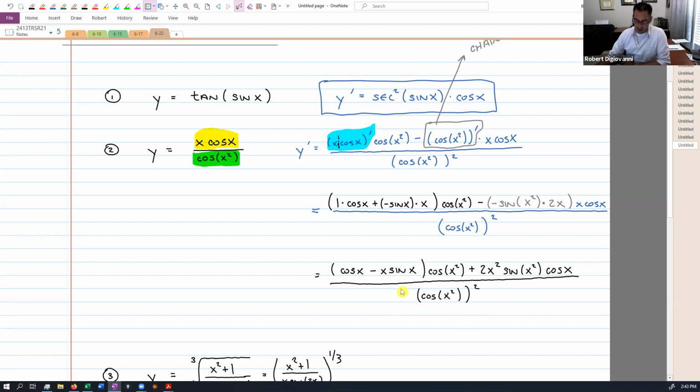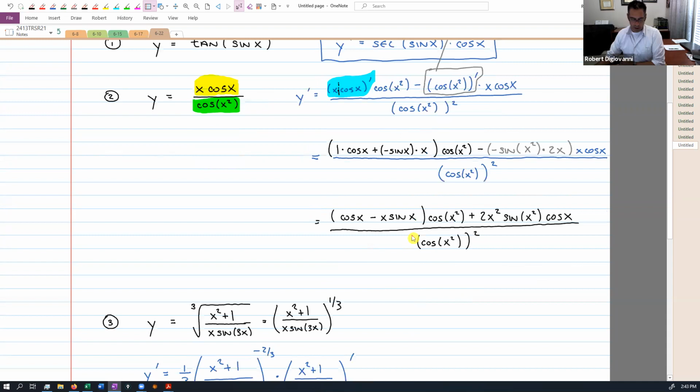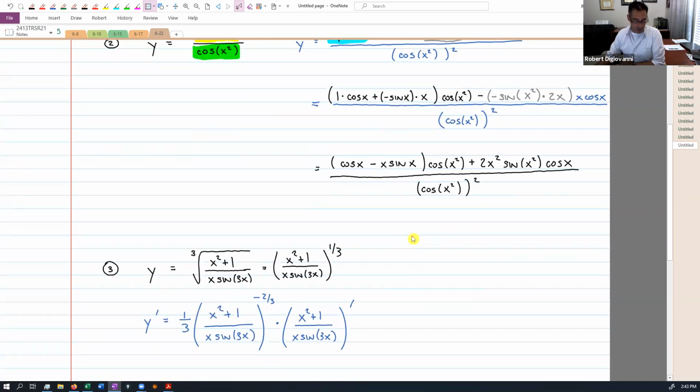There it is. That's the raw derivative, kind of cleaned up a little bit. Questions on that? I could distribute this through, but I'm not going to. I'm just going to leave it. Okay, now the last one, this one's a little weird.